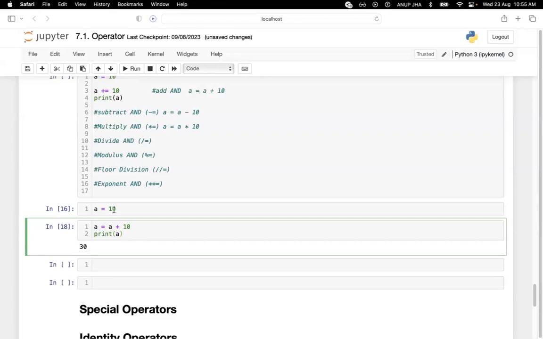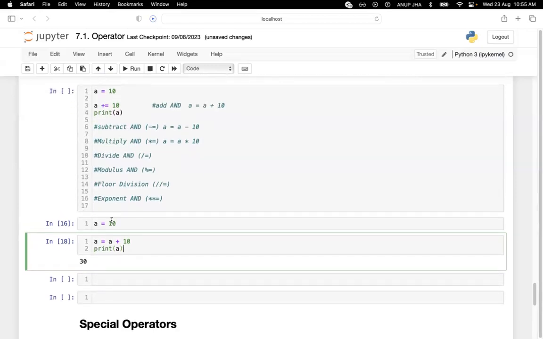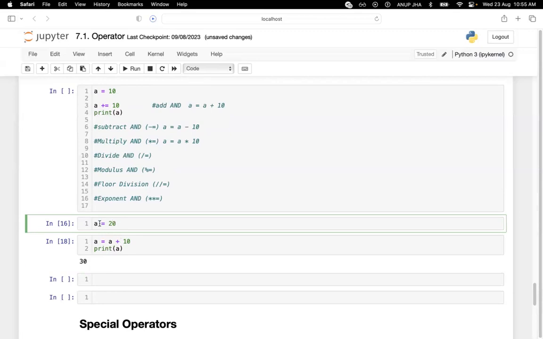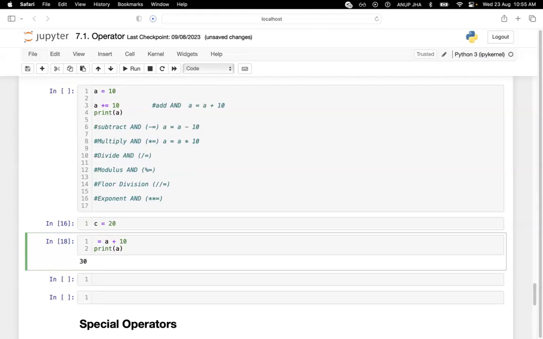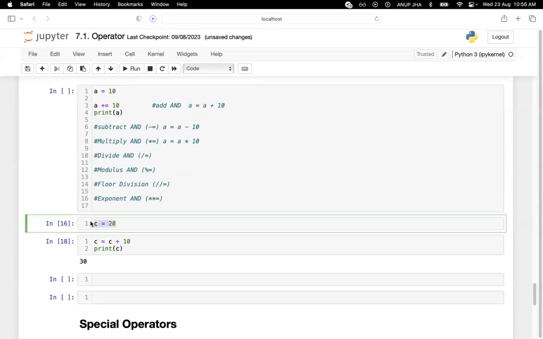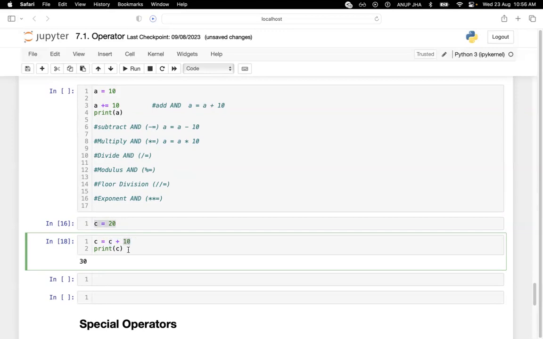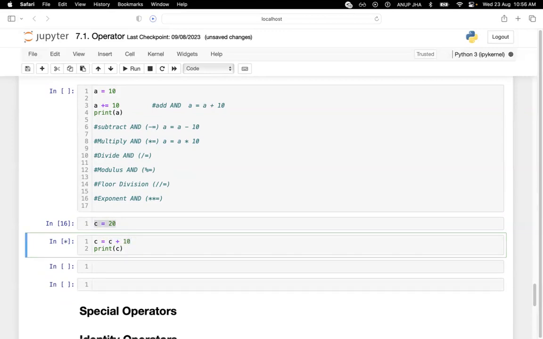Because 10 is already assigned to A, let's take some other value so that you will not get confused. Let's take some value C. Let's say C is equal to 20. And here C, here C. Now tell me, this is 20. I am assigning 20 here plus 10. What shall I get?